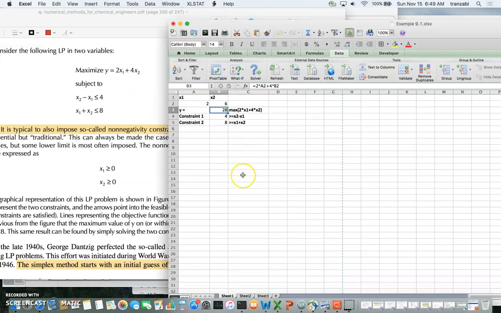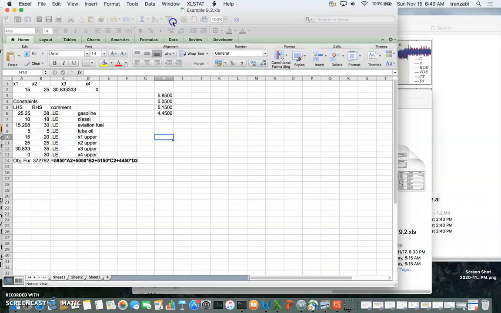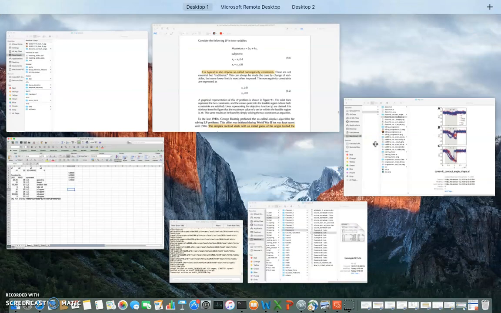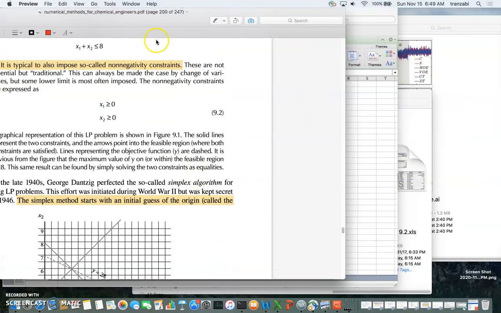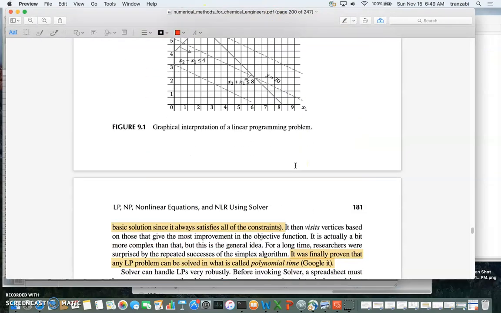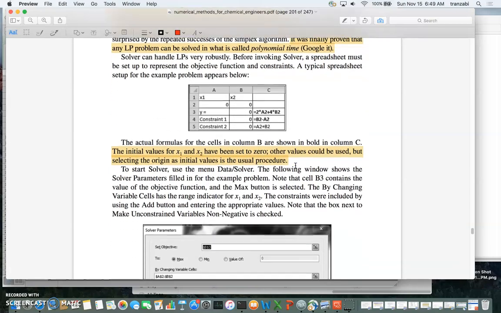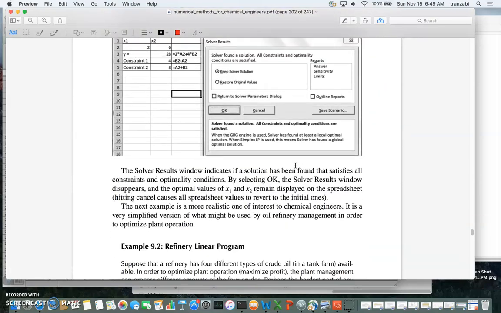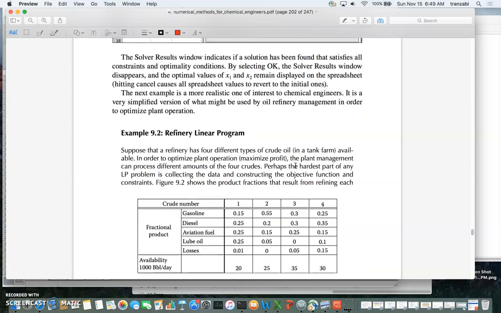Okay, so this was example 8.1. Hope this is useful. Let's move on to example 2. So I'm going to close this and move on to example 8.2. That is about optimization for a refinery factory. So let's go back.